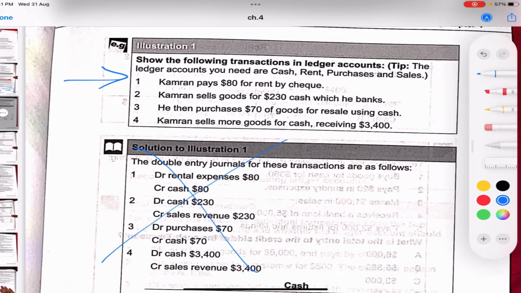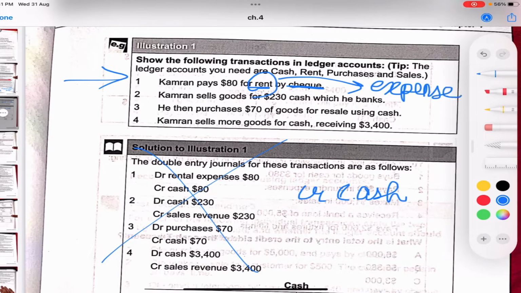Kamran pays rupees 80 for rent by check. So you have rent and you have check. So check is nothing but cash, right? So Kamran pays rent by check. So the money goes out. So cash is obviously credited. So what happens when the cash is credited? The rent gets debited. Why does the rent get debited? What is a rent? Rent is nothing but an expense. And what happens when an expense increases? It gets debited. So the rent gets debited.